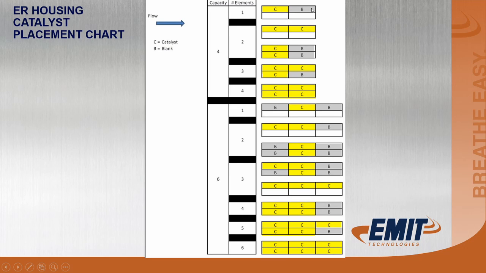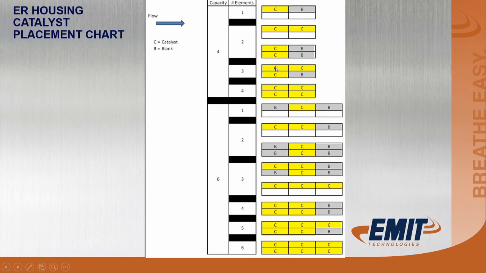This is for an ER housing. Okay. If we're going to run two elements, we're going to put those both on the top on the pre-pass, or you can run two blanks and you can put one catalyst ahead of the other and get very low numbers. Tend to increase the back pressure with a single pass on catalyst. Depends upon the engine.